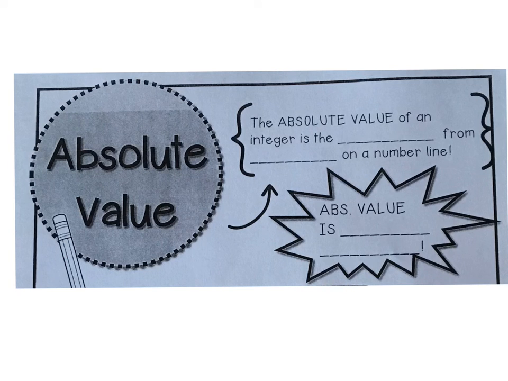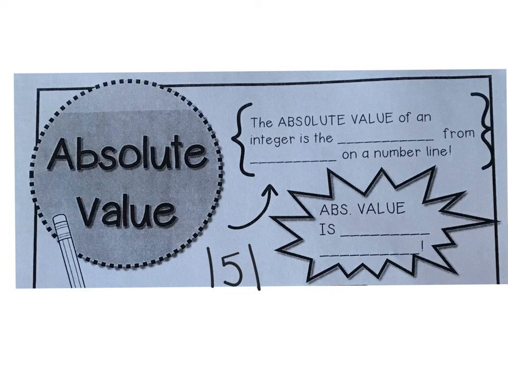So let's get started with the basic definition of absolute value. You've probably seen absolute value before. They look very similar to brackets. They are two straight lines around a number. They look just like this. So if I had the number 5, this is what an absolute value sign would look like.